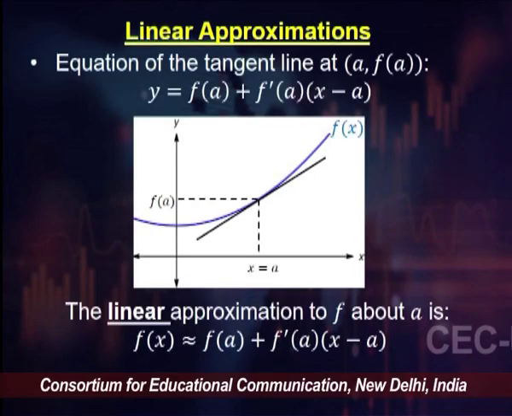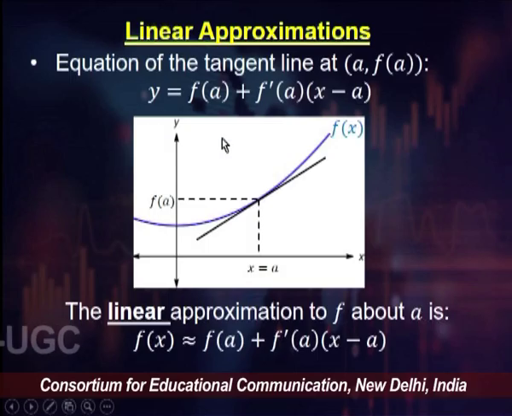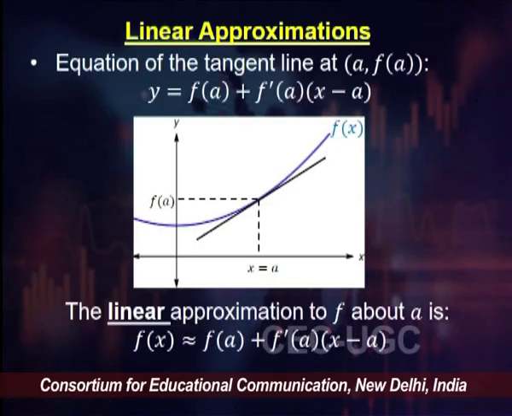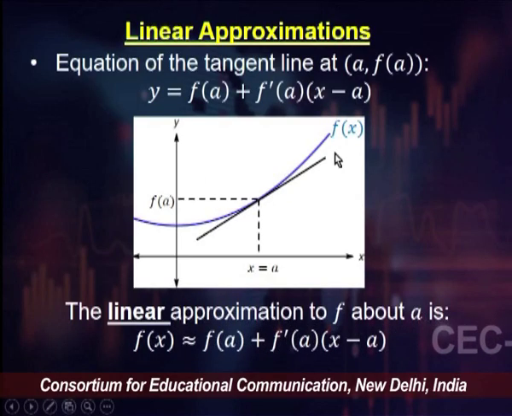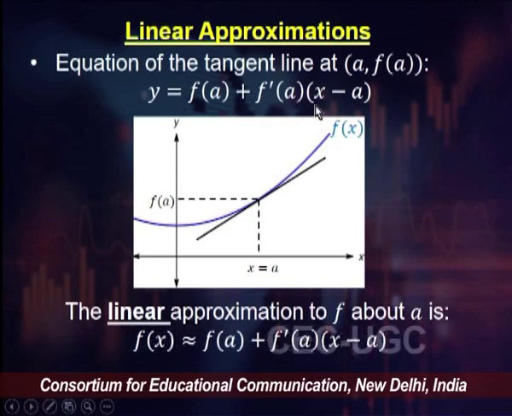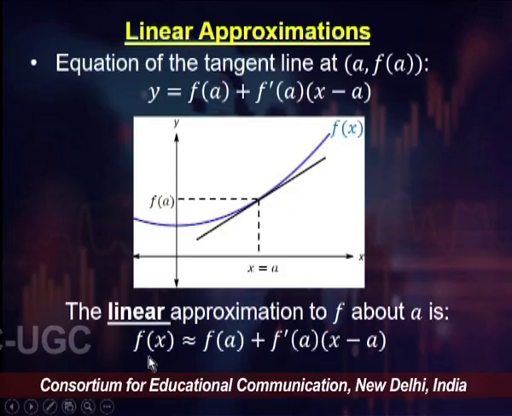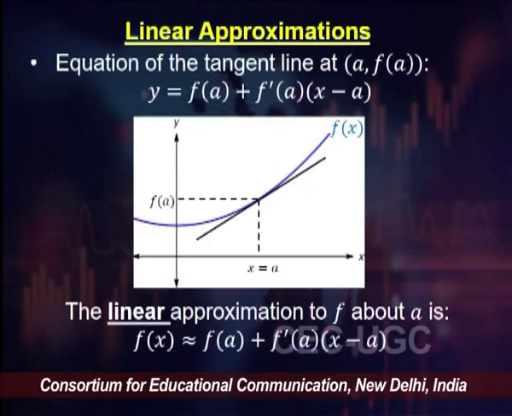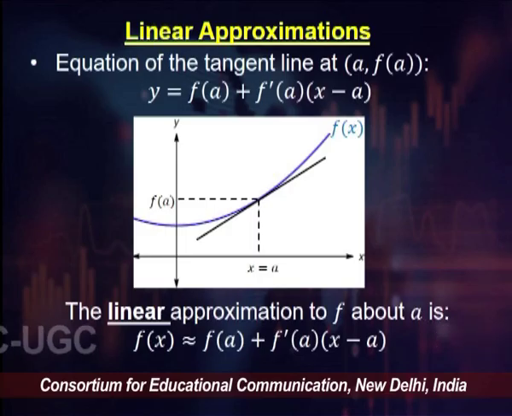Now this in turn can be written as y equal to f of a plus f prime at a times x minus a. So if I want to approximate my function f of x by the tangent line, which is mathematically expressed as f of a plus f prime at a times x minus a, I can write my function f of x approximately equal to f of a plus f prime at a times x minus a, right? And this then is a linear approximation to the function about the point a.